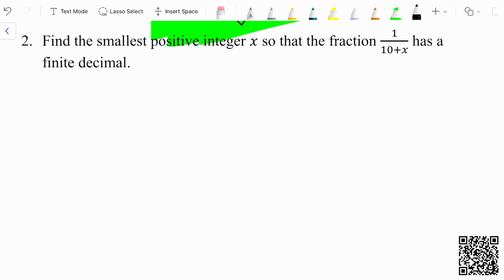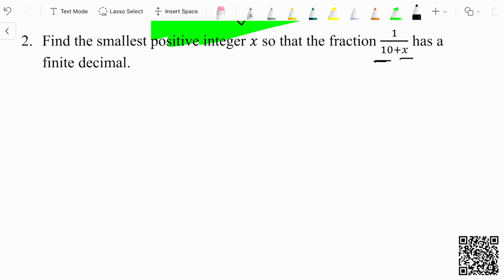12 includes a 6, which can be broken down into a 2 and 3, so that doesn't work either. 13 is also prime. 14, unfortunately, has 7, so that doesn't work either. 15 has a 3. Sure, it does have a 5, but it includes something else, so that doesn't work either. So our only option is 16, because that is 2 to the power of 4.